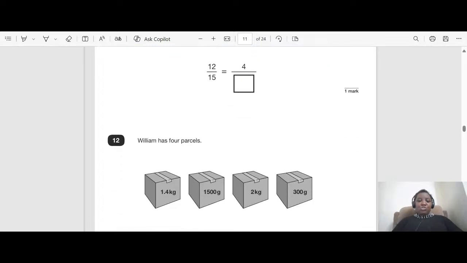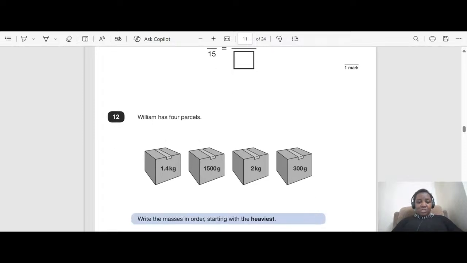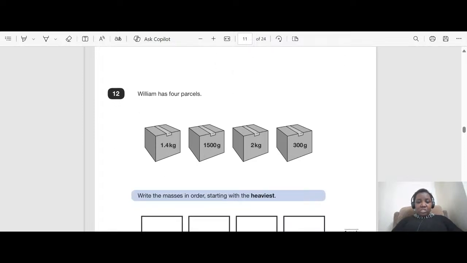Let's go on to question number 12. William has 4 parcels: 1.4 kg, 1,500 grams, 2 kg, and 300 grams. Now, the first thing that you need to notice is that we have some weights recorded in kilograms, and some weights recorded in grams. For you to be able to compare all 4, you either take everything to kilograms or you convert everything to grams.